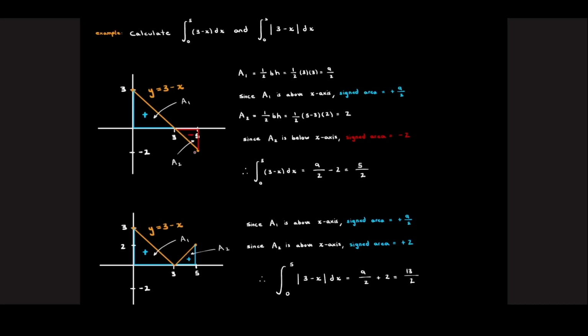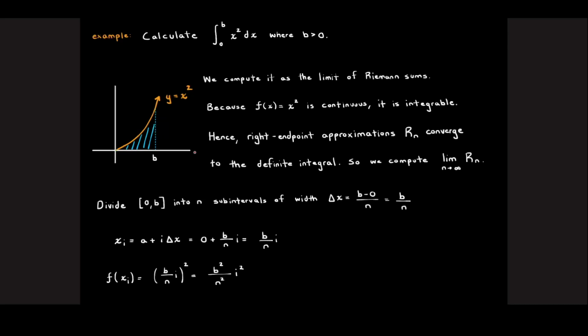Let's take a look at one more example in which we want to calculate the value of the definite integral from 0 to b of x squared dx, where b is some positive constant. So what's going on here is that we have a parabola y equals x squared, and we're trying to find the area under the parabola from 0 to b, so on this closed interval. Now since this shape is curved, we cannot use simple geometry formulas to find the area under this curve. Hence, we will have to compute it as a limit of Riemann sums.